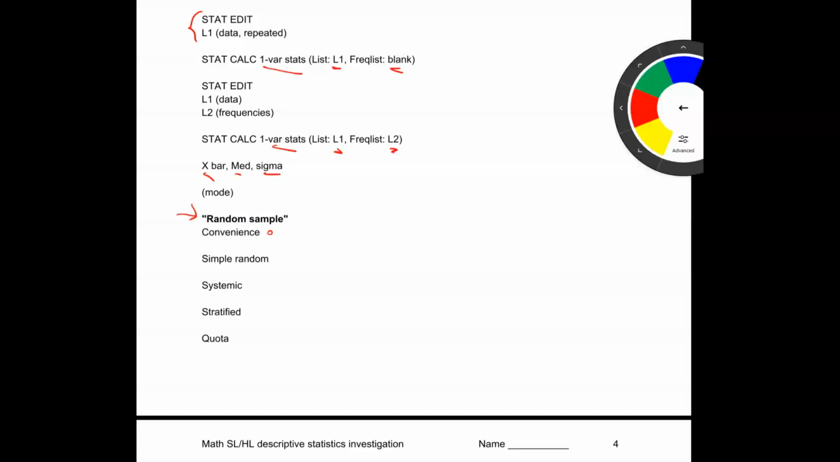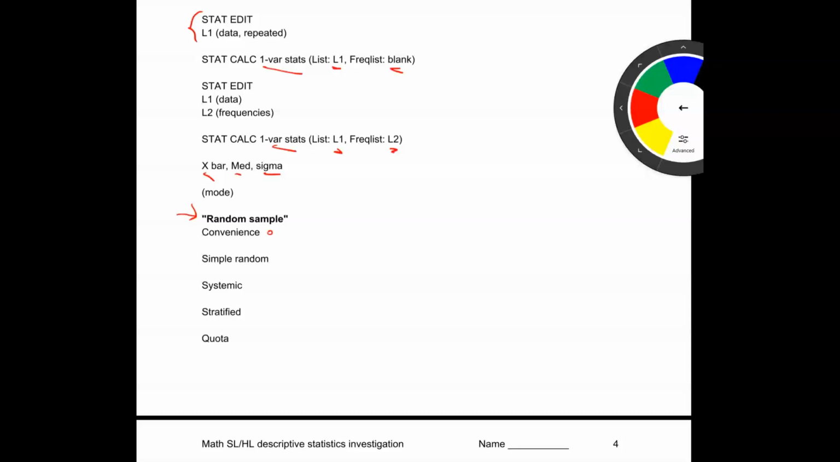Simple random. So simple random is when, let's say I take a list of all the upper school students, I write their names on pieces of paper, and I'm going to draw out 20 pieces of paper randomly, and then based on those 20 pieces of paper, I am going to check those 20 GPAs and take the average of those. Okay, so that would be a simple random sample.